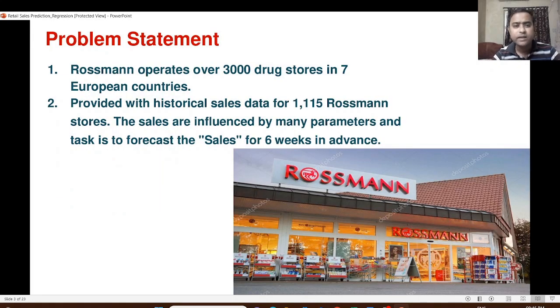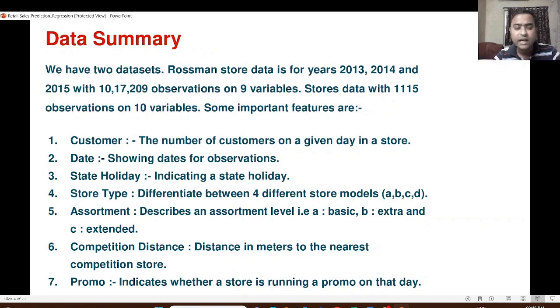In the problem statement, we can see that number 1, Rossmann operates over 3000 drugstores in 7 European countries. Number 2, provided with historical sales data for 1115 Rossmann stores. The sales are influenced by many parameters and the task is to forecast the sales for 6 weeks in advance.